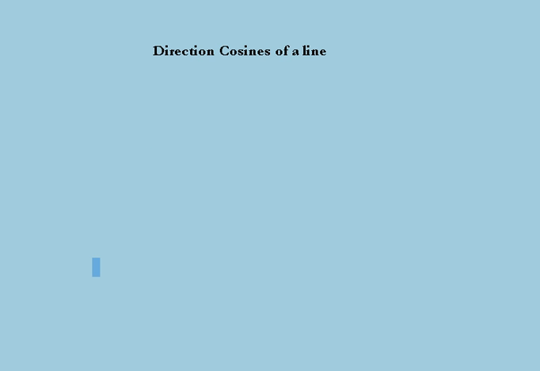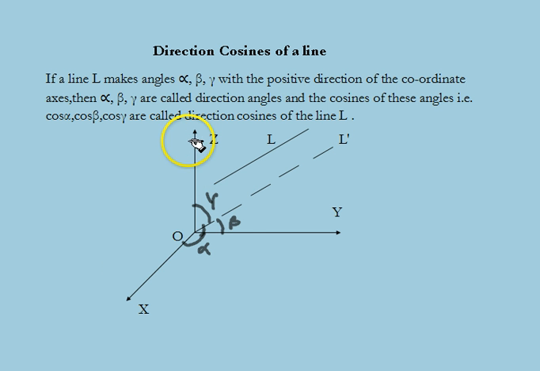Now, a bit of three-dimensional geometry has already been discussed in the previous standard, and today we shall be starting with a discussion on direction cosines of a line. Here we are going to consider this figure. If a line L makes angles alpha, beta and gamma with the positive direction of the coordinate axes, then these angles are called the direction angles, and the cosines of these angles, that is cos alpha, cos beta and cos gamma, are called the direction cosines of the line L.